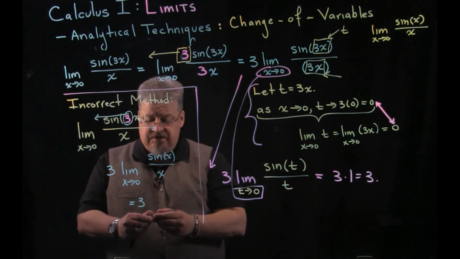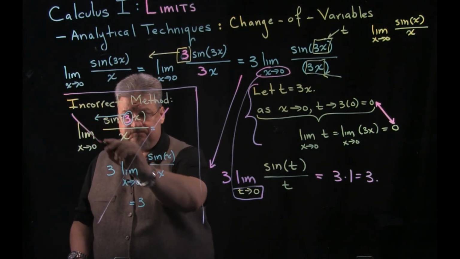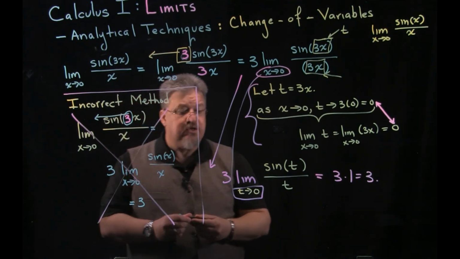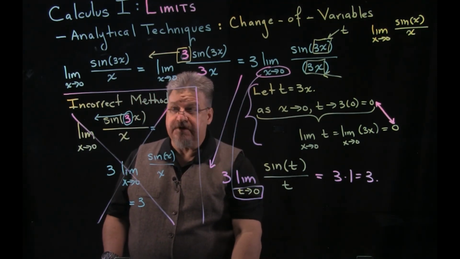So this would not be a correct method of demonstrating that the limit is 3, because it would use faulty reasoning. And I'll illustrate this more deeply in the next example.